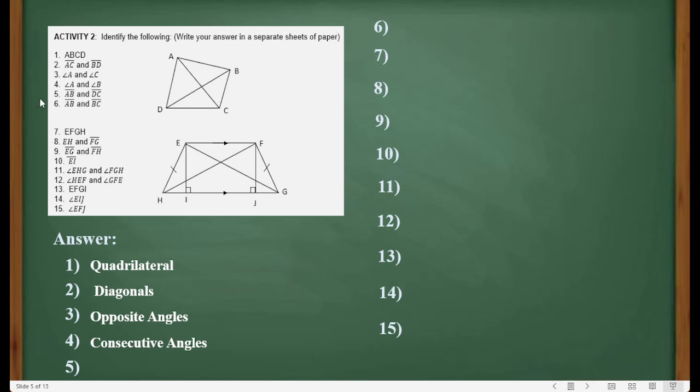Next, number 5, segment AB and segment DC. Where is it? This one. Segment AB and segment DC. What pair of sides do we have for number 5? If your answer is opposite sides, you are correct. Next, for number 6, segment AB and segment BC. Where are these two from this quadrilateral? Segment AB and segment BC. What pair of sides is this? If your answer is adjacent sides, you are correct.